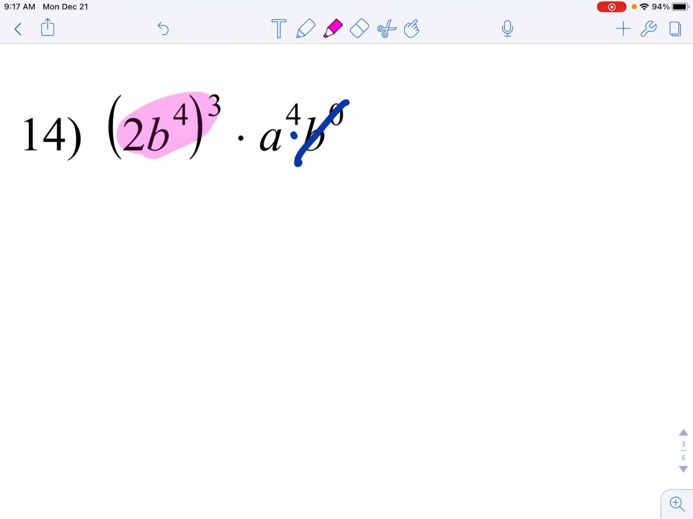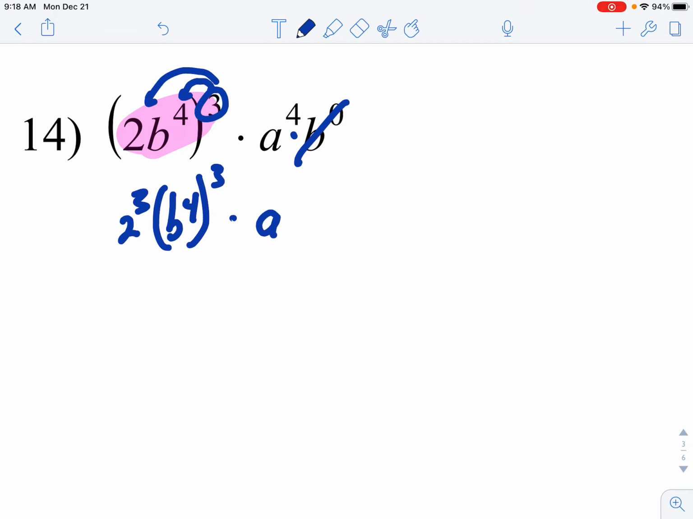Now let's focus on this. We do have a case where we've got a power on parentheses that we need to apply inside the parentheses. I'm going to work downward instead of across here. It's going to line up better for me. So what I have here is 2 to the third power, and then b to the fourth to the third power, times a to the fourth, and there's no need to bring down b to the 0 because it's just a 1. Now 2 to the third power, 2 times 2 times 2 is 8. b to the fourth to the third is b to the 12th, times a to the fourth. And that should be the answer.